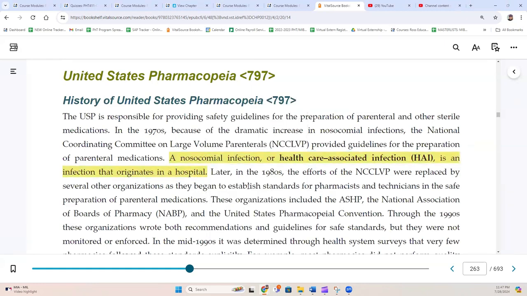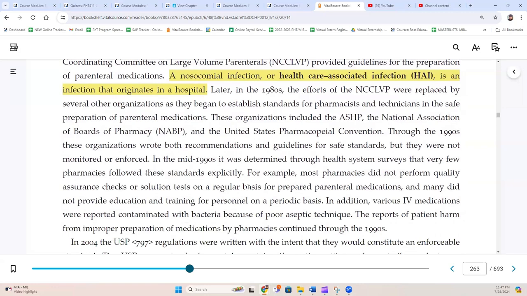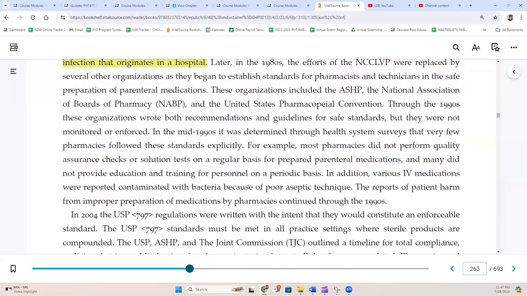Later in the 1980s, the efforts of the NCCLVP were replaced by several other organizations that began to establish standards for pharmacists and technicians in the safe preparations of parenteral medication. These organizations include the ASHP, the National Association of Boards of Pharmacy, and the United States Pharmacopeial Convention. Through the 1990s, these organizations wrote both recommendations and guidelines for safe standards, but they were not monitored or enforced.